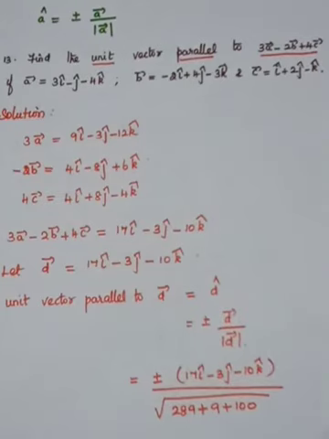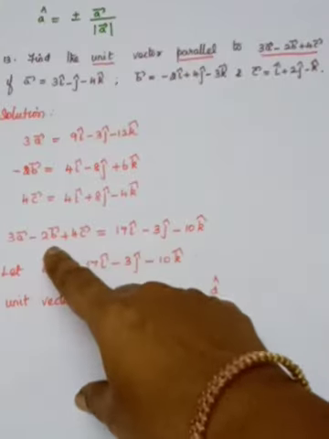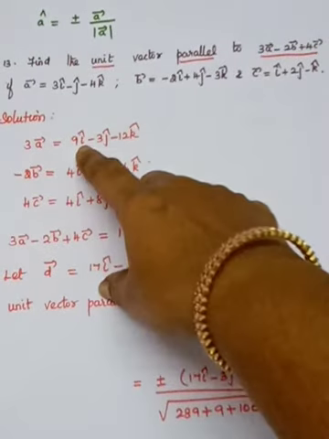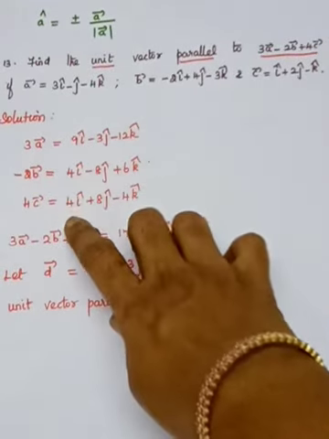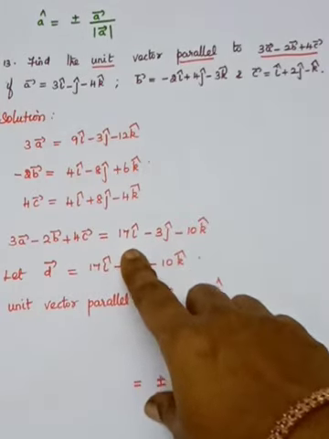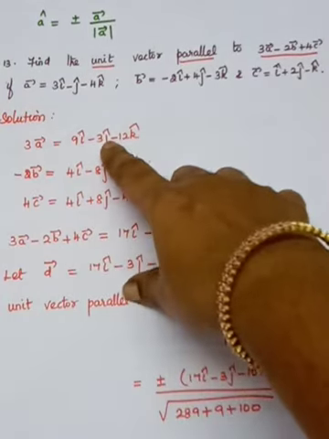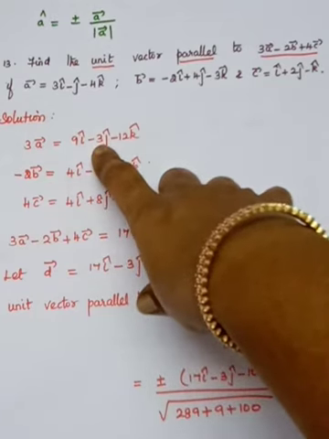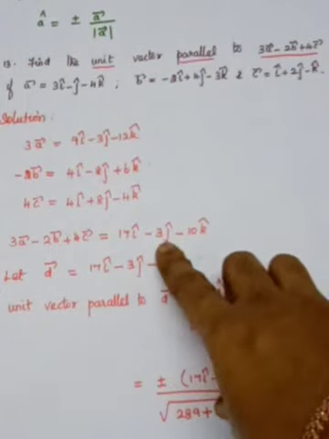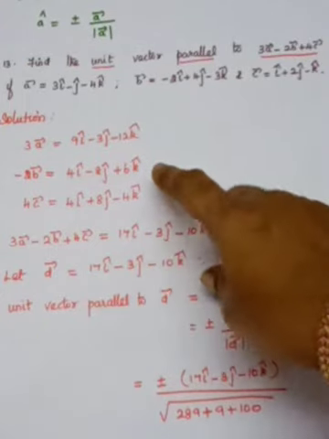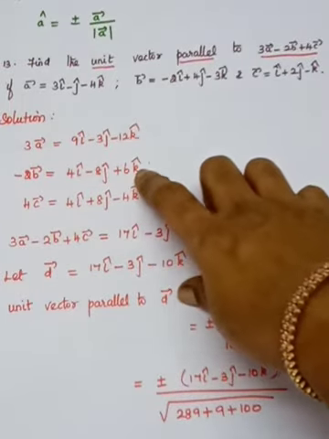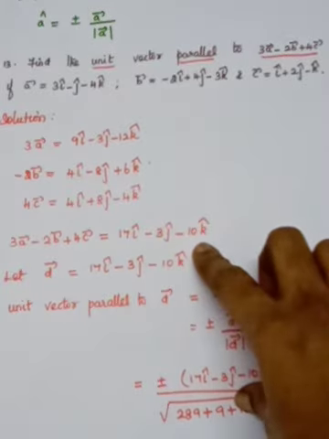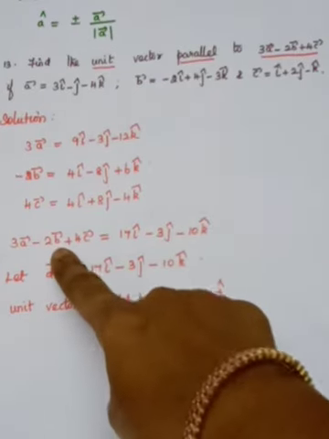So first we have to find 3a vector minus 2b vector plus 4c vector. We have to add all the results. So 9 plus 4 is 13. 13 plus 4 is 17. So 17 i cap. For j, minus 8 plus 8 gets cancelled, so only minus 3 is the coefficient of j cap. So minus 3 j cap. And here minus 12 plus 6 is minus 6 k. Minus 6 k cap minus 4 k cap is minus 10 k cap. So I have found this vector.